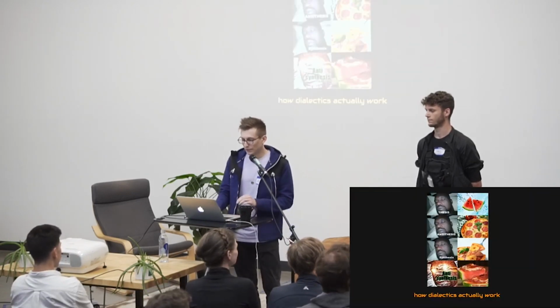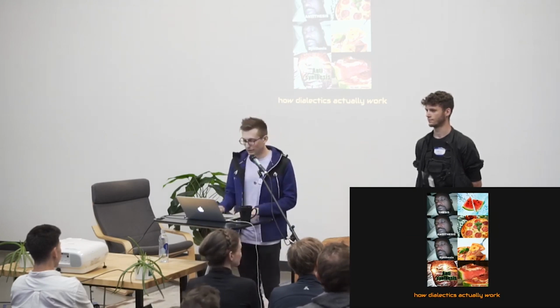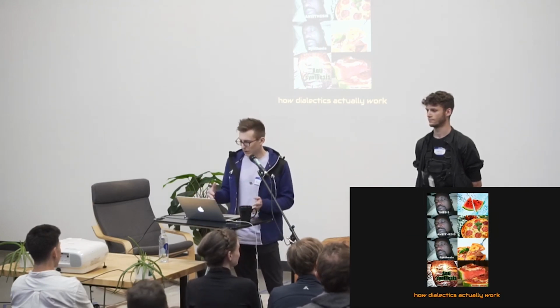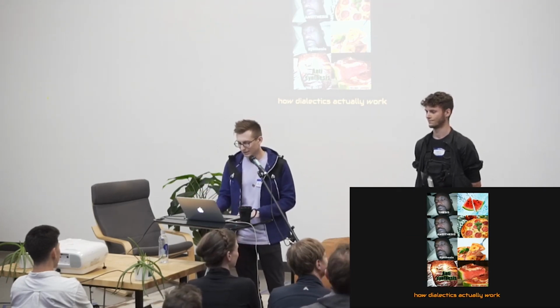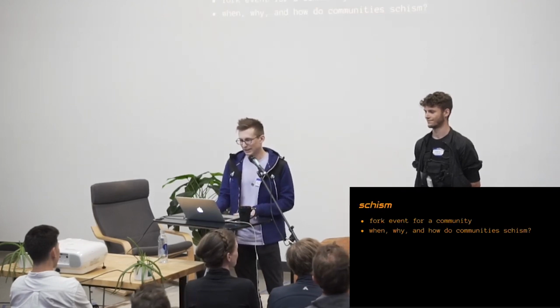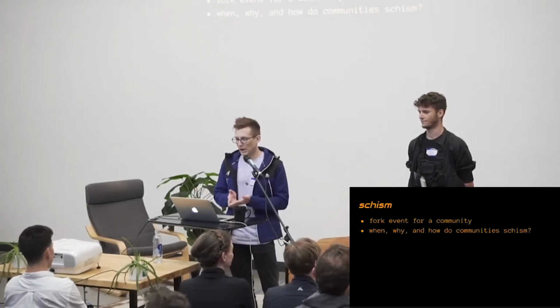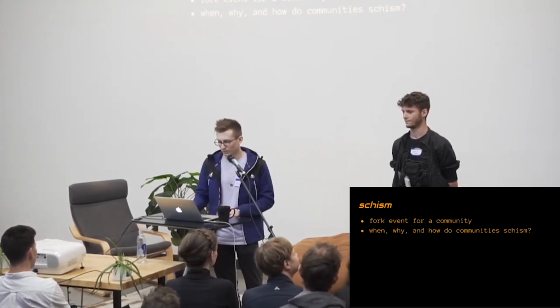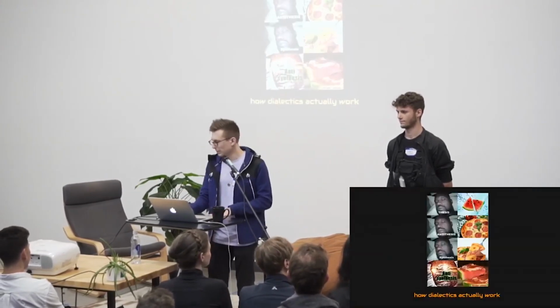So first, this is how dialectics actually work. You've got the fruit, and then the opposite of fruit, and then fruit on the pizza, and then pizza on the fruit. And then, so schism is a fork event within a community. So when, why, and how do communities schism? We'll look at the anatomy of a schism, but first let me look at this demo.